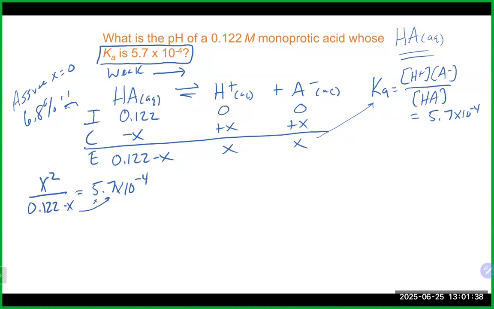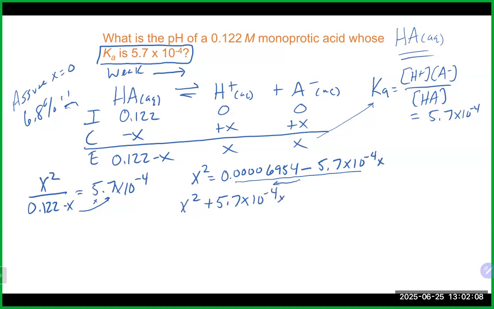So I'm going to multiply everybody that side to get everybody into the right spot I need. That should give me x squared is equal to 0.0000695 minus 5.7 times 10 to the minus 4 x. Obviously here I need to bring everybody back to the other side to get everybody on the same side of the equal. That's going to give me an x squared, plus 5.7 times 10 to the minus 4 x, minus 0.0000695, which I could write in scientific notation, equals 0. That's going to give us our quadratic.